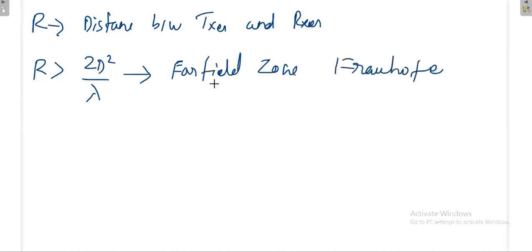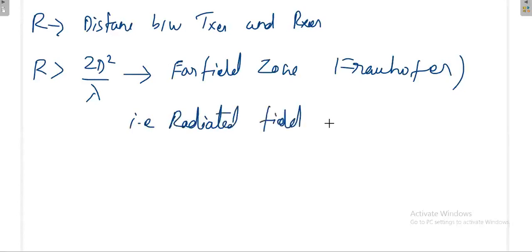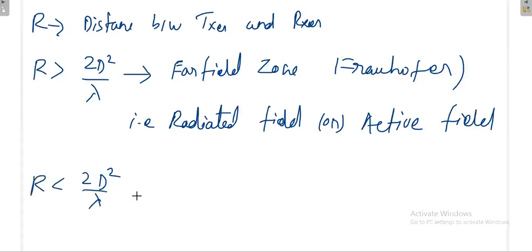Once it is far field, the other name for far field is the radiated field, or active field. This is very important because radiation is important for us. That particular field is called the radiated field or active field. If r is less than 2d square by lambda, then that is called the Fraunhofer near field.